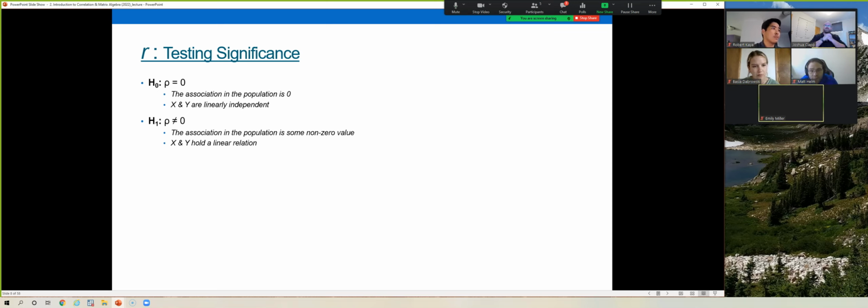Your alternative hypothesis is rho does not equal 0. This is just saying that the association in the population is some non-zero value, right? It's a non-directional hypothesis. It could be a positive value, a negative value. Essentially, your alternative hypothesis is saying that X and Y hold some linear relation to one another. Okay. Now, again, the linear piece is important.